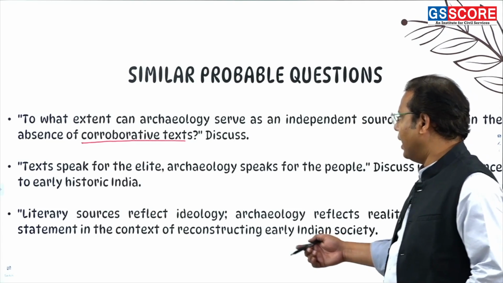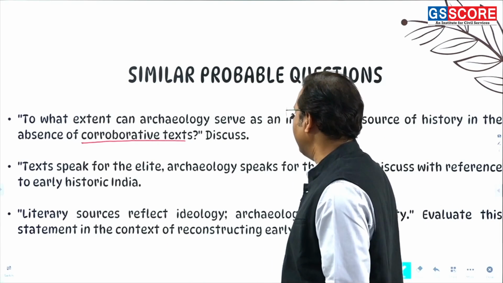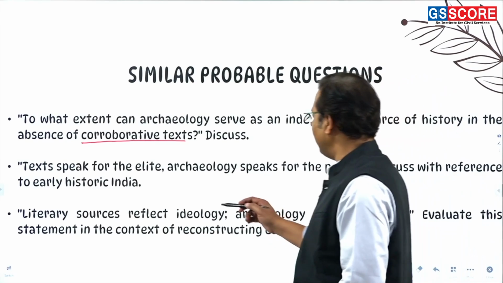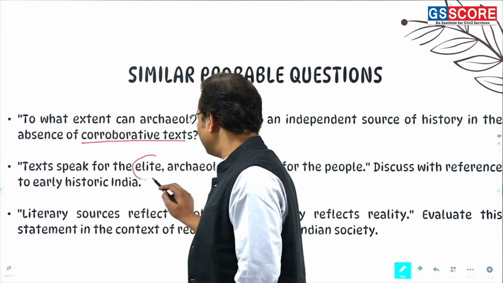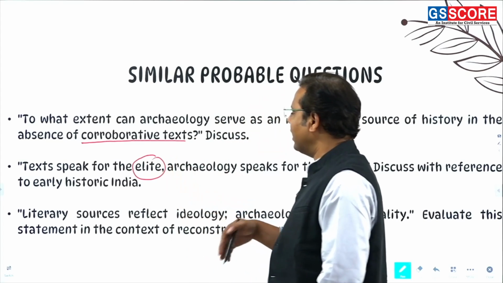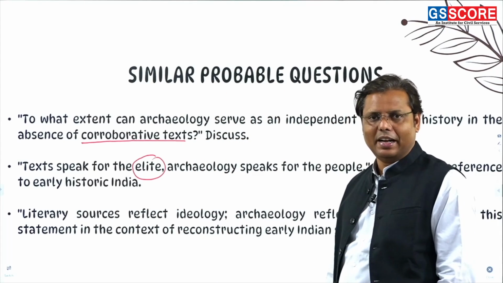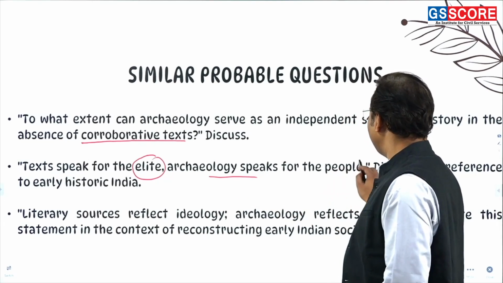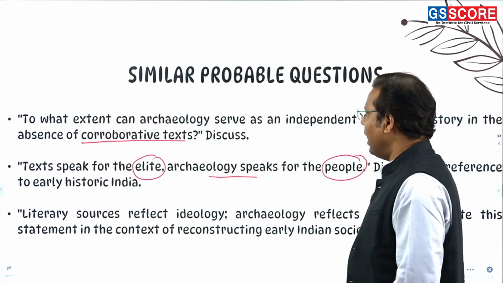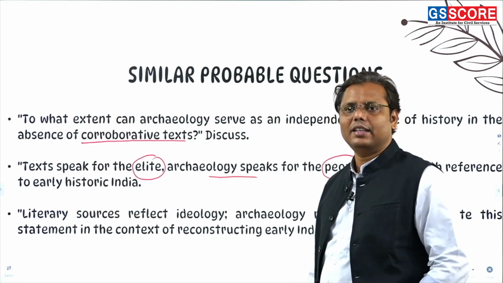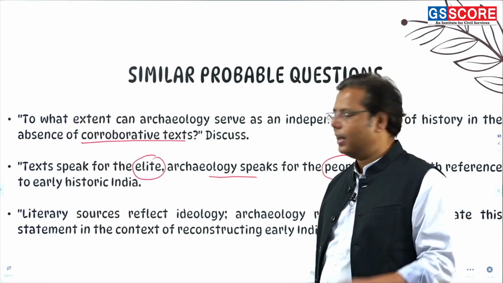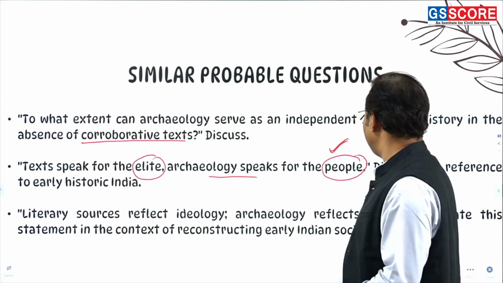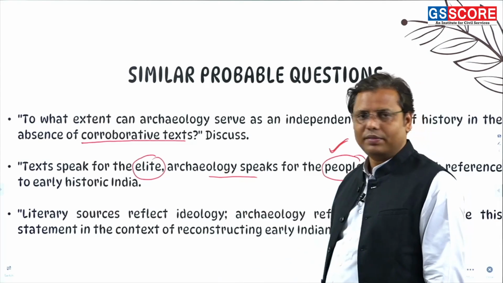There's another question: the text speaks for the elite, archaeology speaks for the people. Now, a very important and interesting question. How come the text speaks for the elite? Here you need to write how the literary sources were mostly manipulated by a particular class. On the other hand, archaeological sources reveal the material culture, and since it doesn't lie, you get a more real picture of the period, and it gives us insight into the life and culture of the people at that point of time. This is the core of the idea.